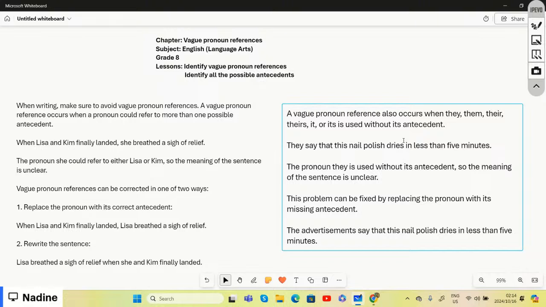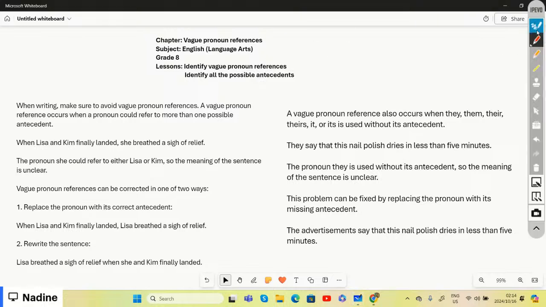All right. And the second way in which we can correct our vague pronoun reference is to rewrite the sentence. Rewrite the sentence. And then it says, Lisa breathed a sigh of relief when she and Kim finally landed.